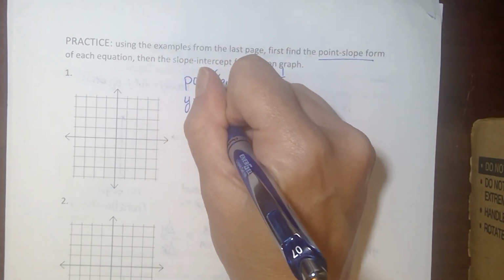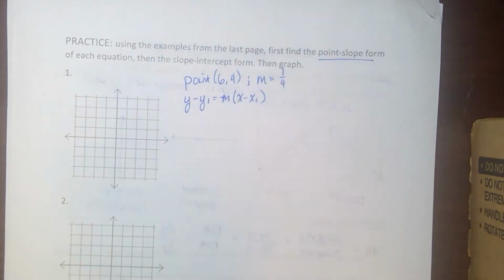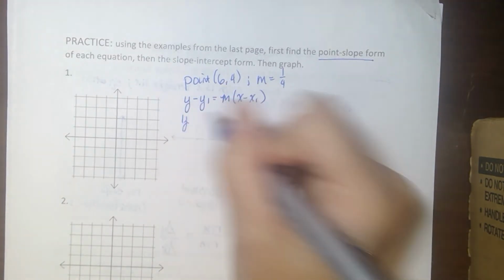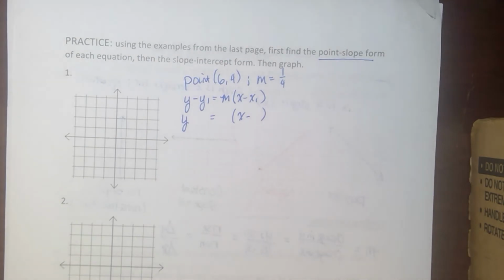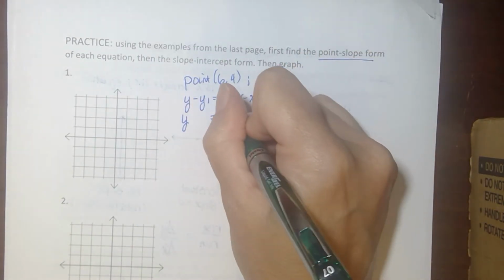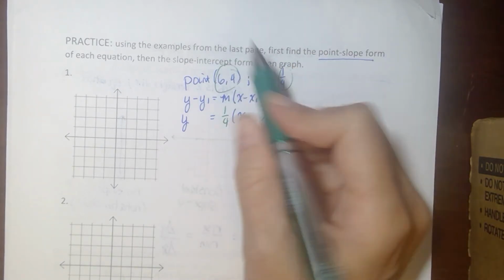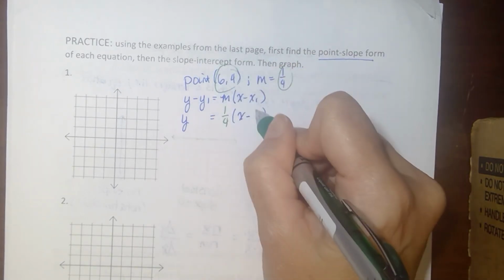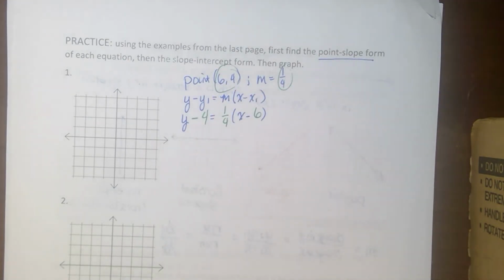So we start with y minus y sub 1 equals m times the quantity x minus x sub 1. We are not changing the y, and we are not changing that x. So we need to fill in our slope. Our slope is 1/4, and we need to fill in the coordinates for that point, where we have x minus 6, because that's the x coordinate, and y minus 4, because that's the y coordinate. Now this would work just as well with the other point had we chosen it. That doesn't make any difference.